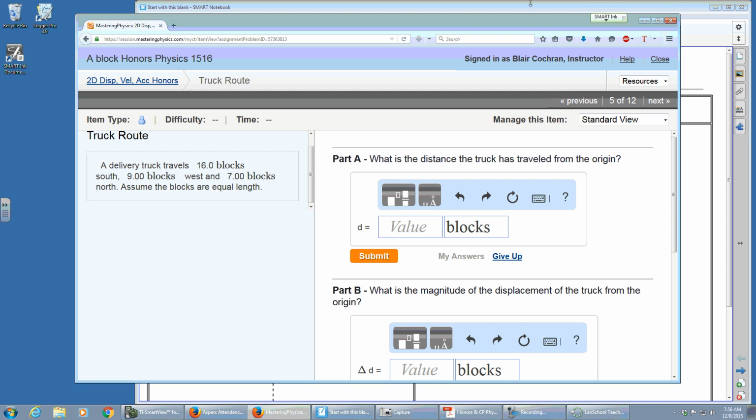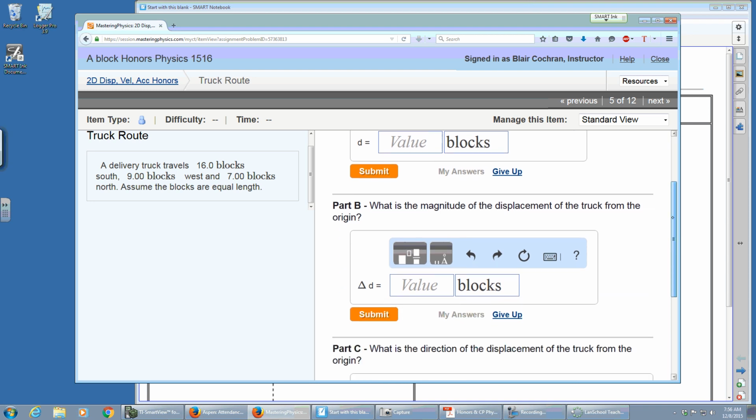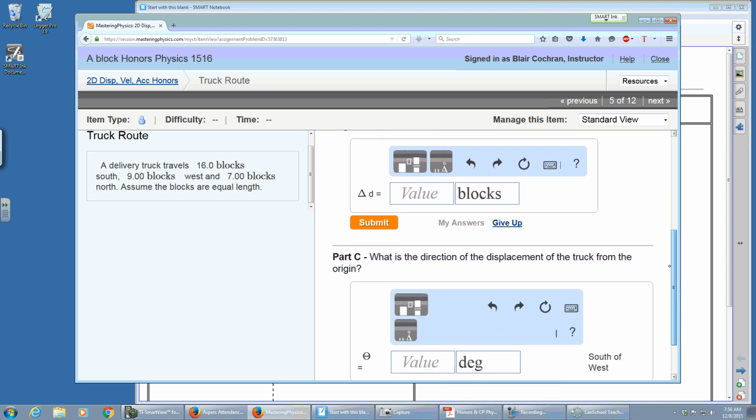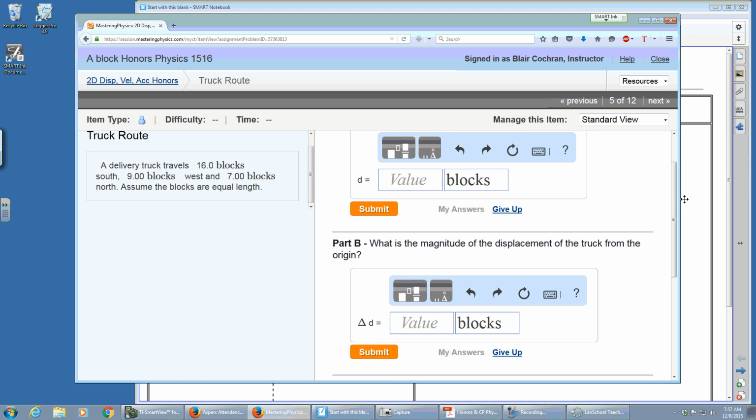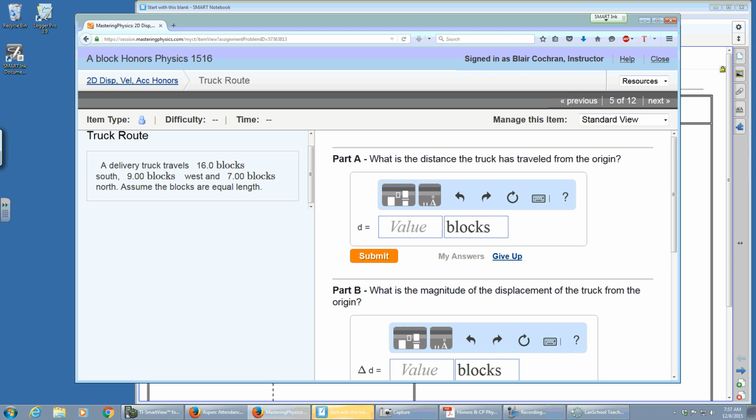Alrighty, folks. So let's start with the truck route. A delivery truck travels 16 blocks south, then 9 blocks west, and 7 blocks north. Assume the blocks are equal length. They're asking us to find the distance the truck has traveled, the magnitude of the displacement, and the direction of the displacement from the origin. And they are asking for that in south of west. So that gives us a little direction out there.